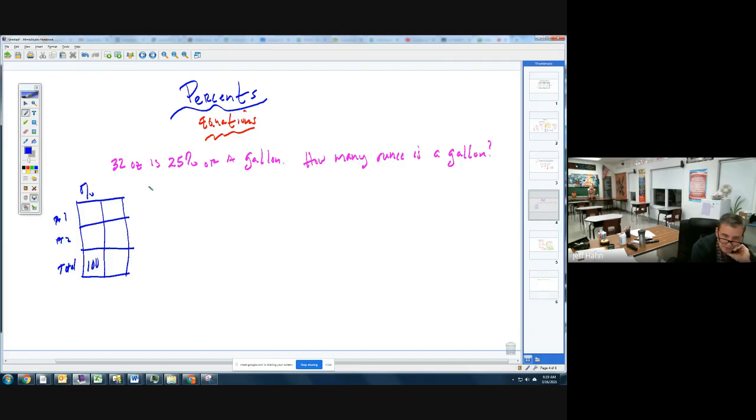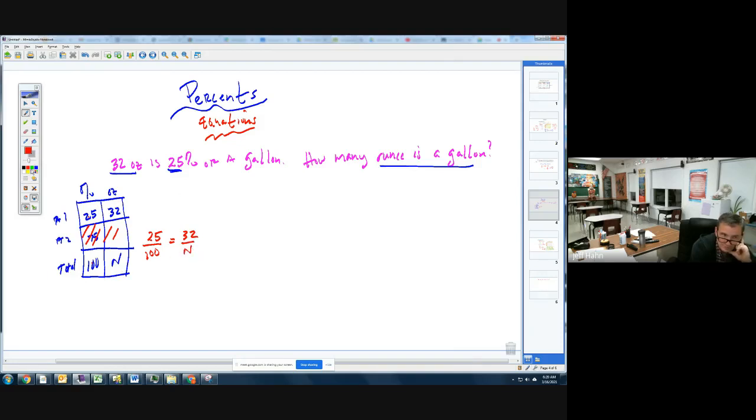Okay, that's a given. What are we cutting things into? We have ounces here. We know that 32 ounces is 25%. And what we want to know is how many ounces is a whole gallon? So I really don't need to know this, although I know this would have been 75%, but that's not really part of what I need to know, so I can kind of ignore it. And I can make my fractions out of what I have left. 25 over 100 equals 32 over what number?